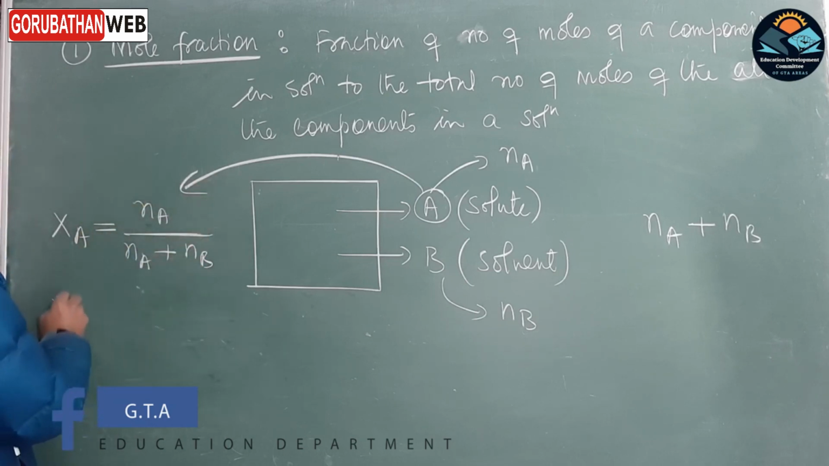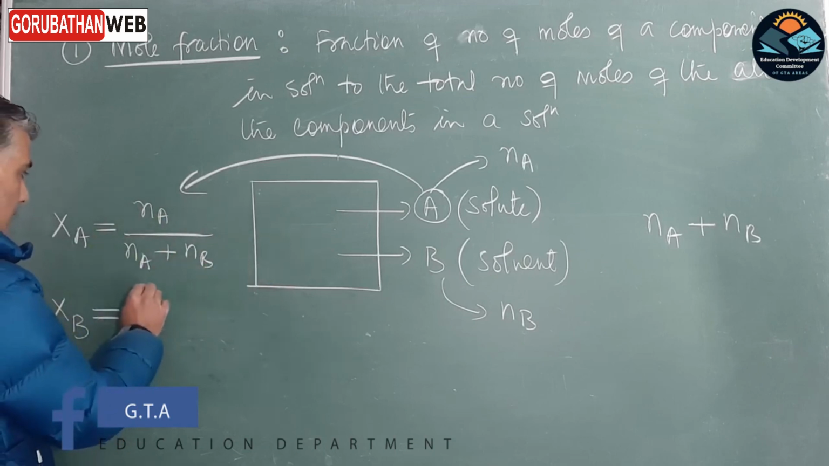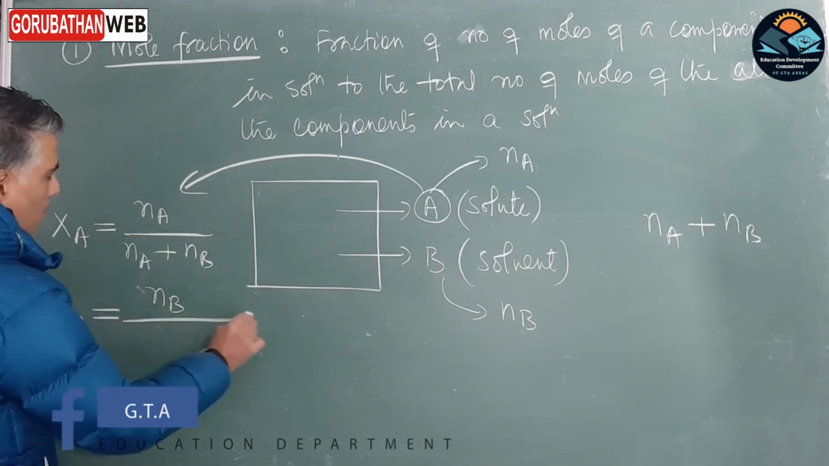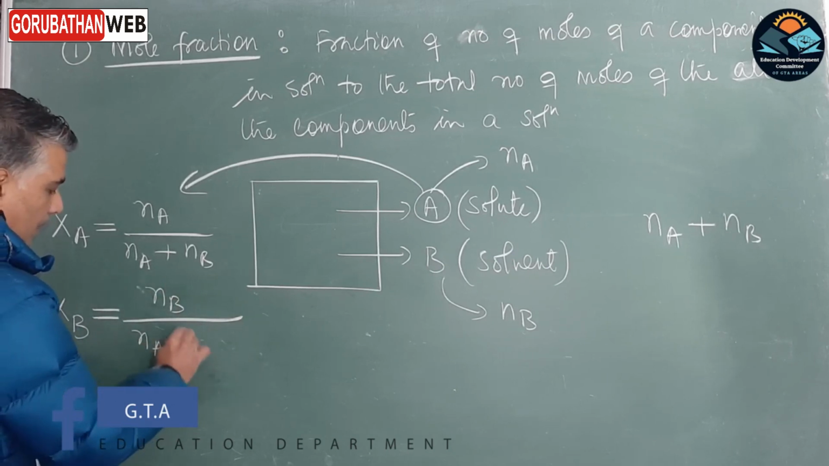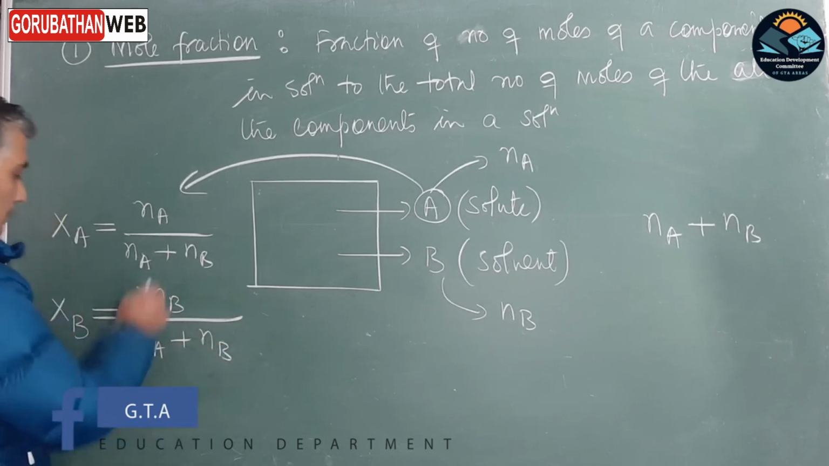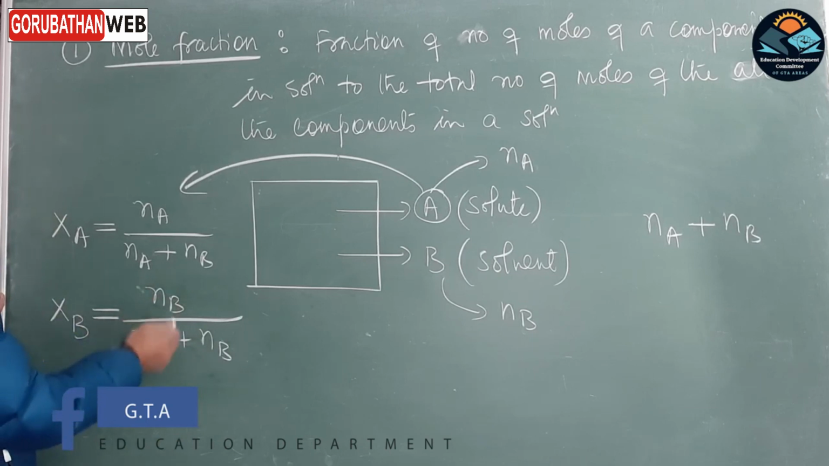Similarly, how do you find the mole fraction of B? When you divide the number of moles of B, this time Nb, by the total number of moles of all the components, that is Na plus Nb, that fraction of number of moles of B over the total number of moles of all the components is going to be known as the mole fraction of B.